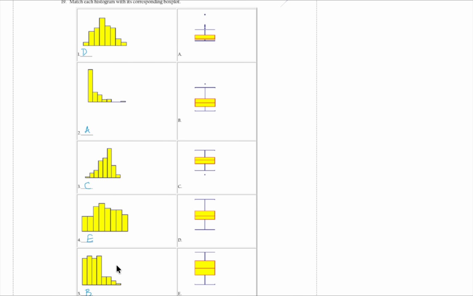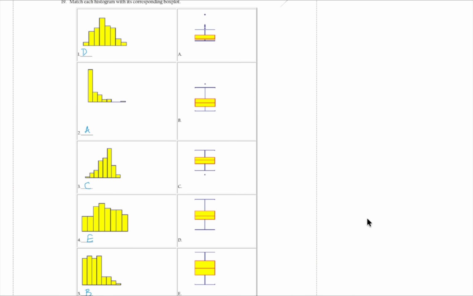So histogram 5 is also right skewed, but not as extreme as histogram 2. So I would expect a longer right whisker, but fewer or no extreme outliers. And that fits with choice B right here. This box plot fits that because it's stretched upward, but much less dramatic than choice A. You can tell the difference from here.